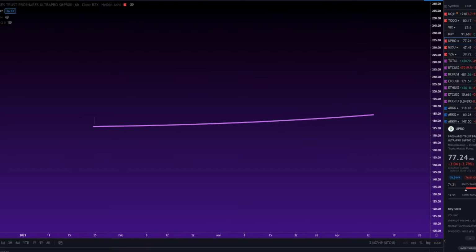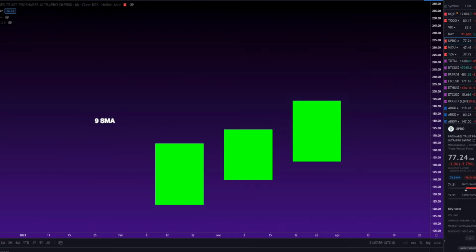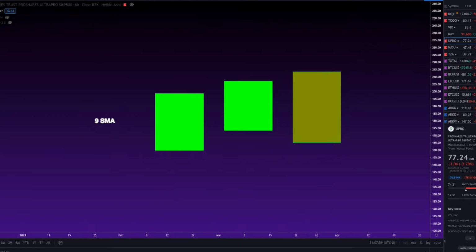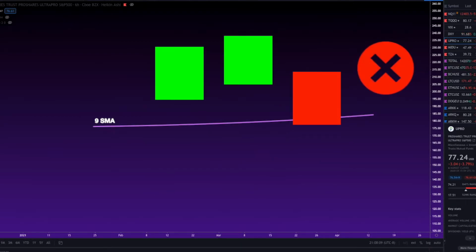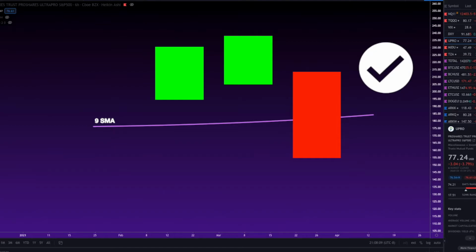Another thing I want to add is that we have to have a meaningful crossing of the SMA. Barely crossing the SMA does not count. We need a meaningful cross. This is also the case on the sell side. If we get a barely sell sign, then you'll be stopped out and possibly lose profits. We need a meaningful crossing of the SMA to sell as well.